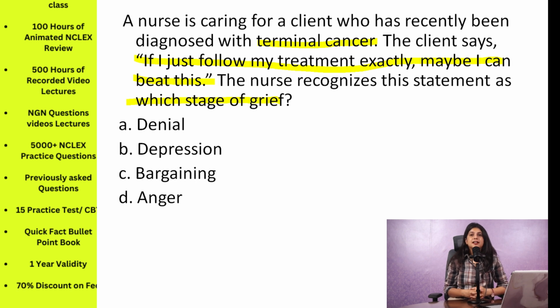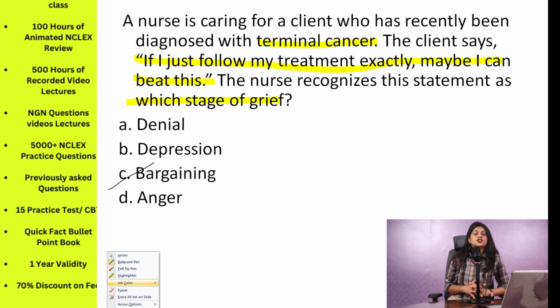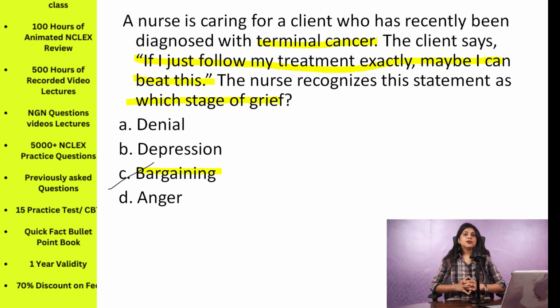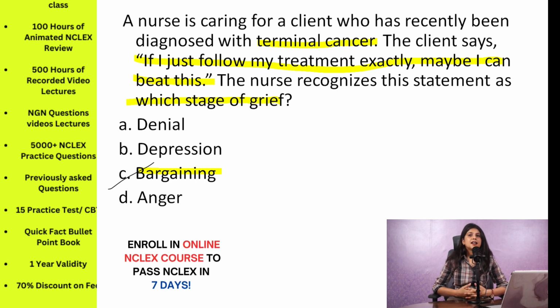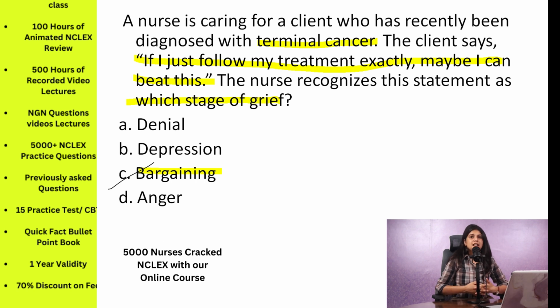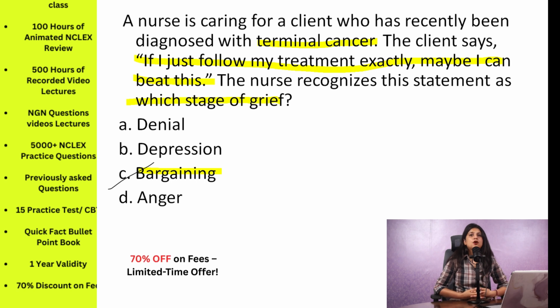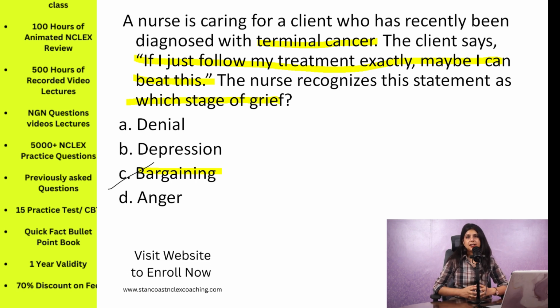Rationale: Bargaining is a stage of grief in which a person tries to negotiate or make deals to change their fate. It often involves making promises or commitments in exchange for more time. Denial is characterized by shock and disbelief. Depression manifests as hopelessness, withdrawal, or sadness. Anger involves blaming others or asking, "Why me?"